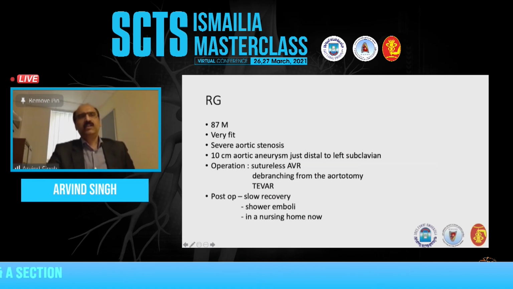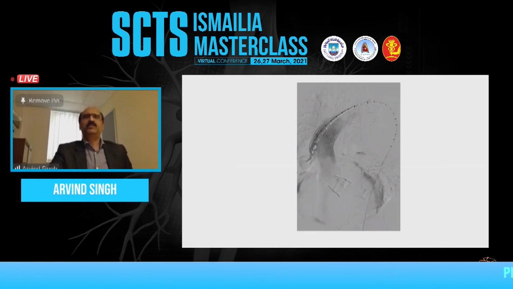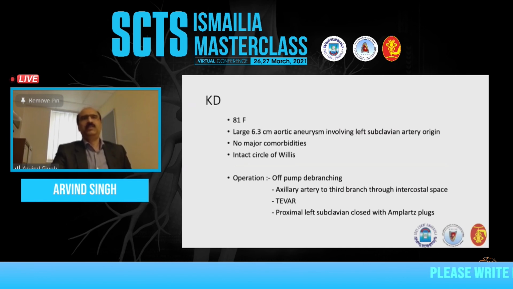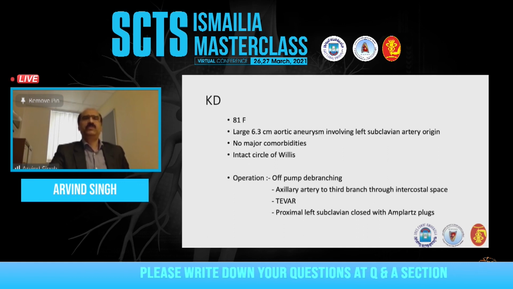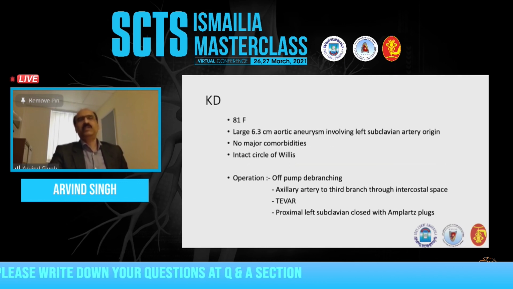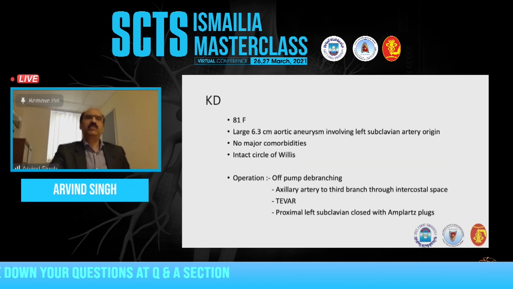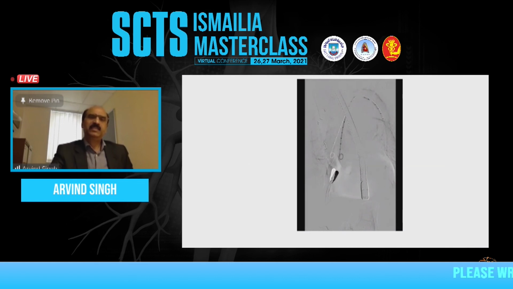I think I do have quite a few slides, but I know that I have reached my time limit. I'll just show this one, an 81-year-old female, very fit otherwise, no comorbidities at all. She had a 6.3 centimeter aortic aneurysm just distal to the left subclavian. Her coronaries were normal, valves were normal, so we actually performed an off-pump debranching by just reducing the blood pressure to about 60s, 70s to be able to put a side-biting clamp on the ascending aorta, and then perform the debranching of all the 3 vessels.